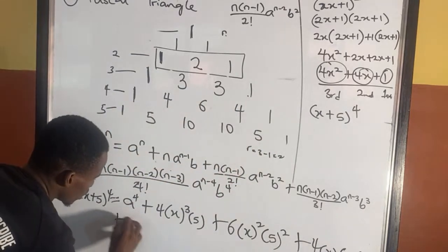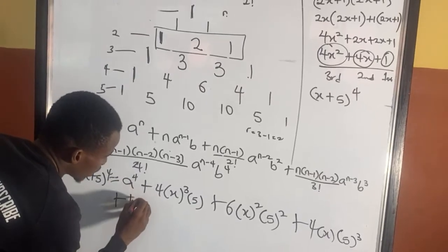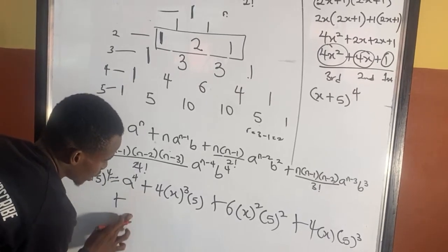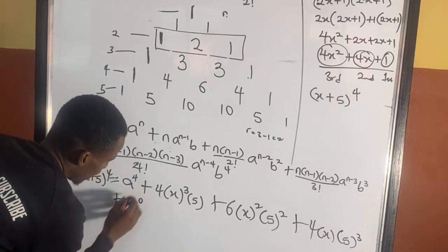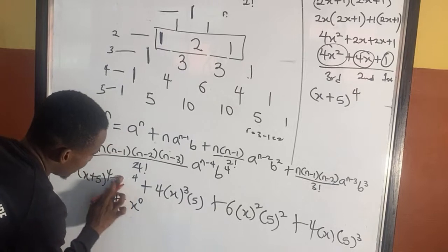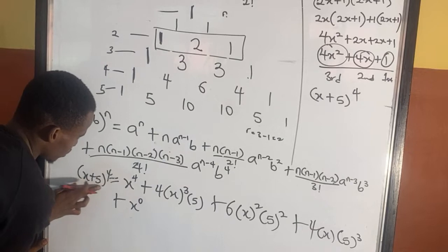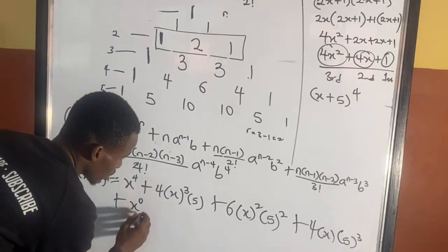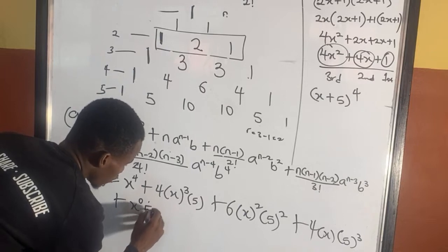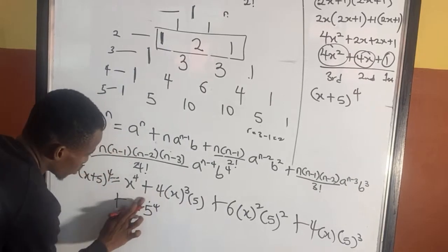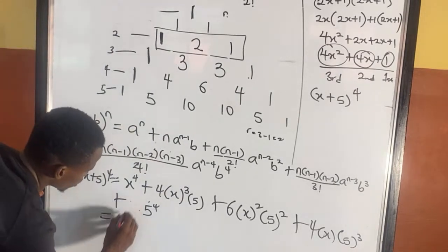So continue again. We have the last one, just as we had 1 here. So we don't need to put the 1 again. So we have x raised to the power of 0 here. Instead of a here, we'll put what? x. The value of a is x. a is the first one, b is the second one. So we have x raised to the power of 0 and 5 raised to the power of what? 4. So x raised to the power of 0 is 1. So we have 5 raised to the power of 4.